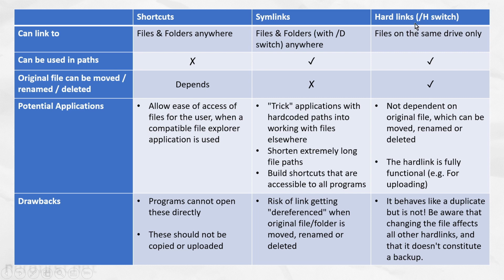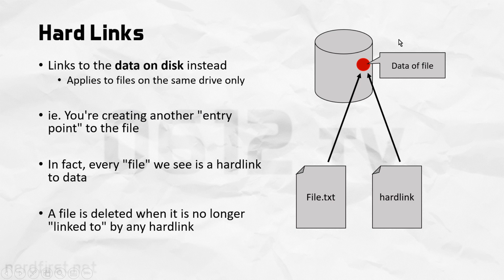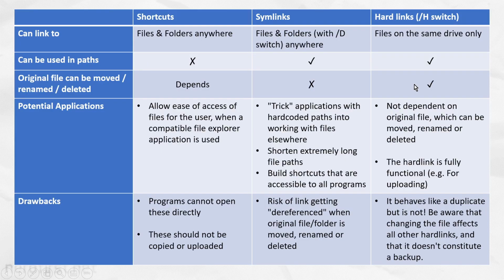So a hard link is the one that sort of does the most things, but also has several limitations. Because of the way it works, and I'll refer you back to this picture here, it does not make sense to have hard links refer to files on other drives. So hard links will only work with files, and just the files on the same drive. You cannot use it to refer, say, from your C drive to your D drive, or to a flash drive, or so on. That will not work.